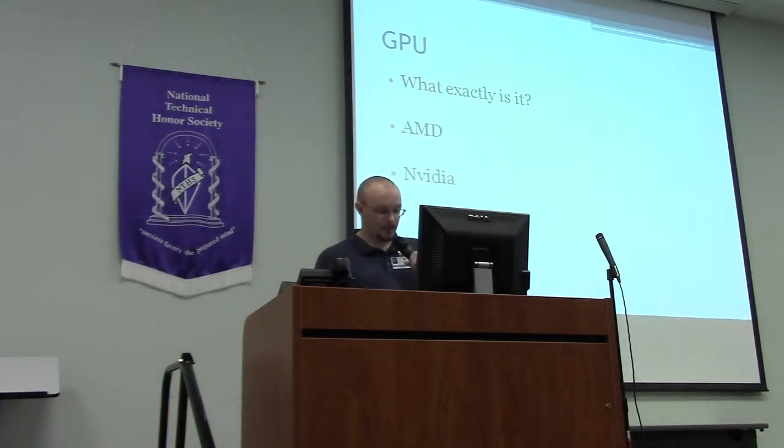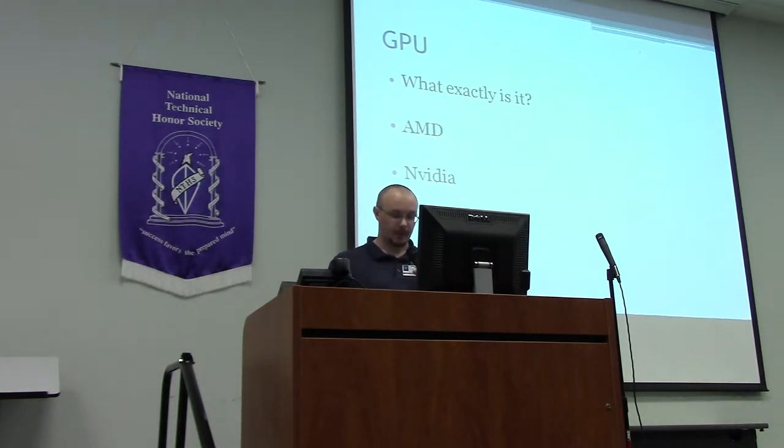A GPU is a graphics processing unit and is a specialized electronic circuit designed to rapidly manipulate and alter memory to accelerate the creation of images in a frame buffer intended for output to a display.